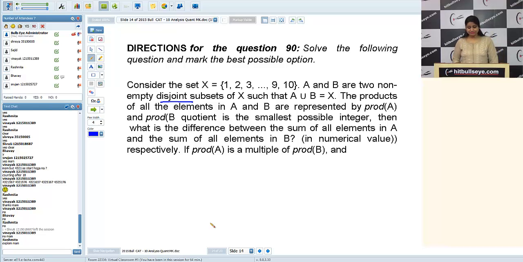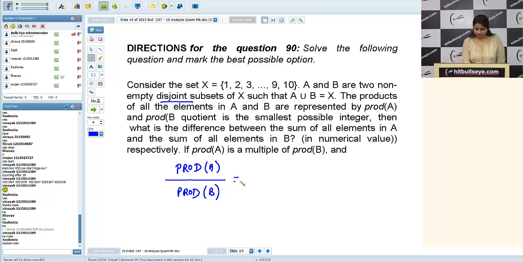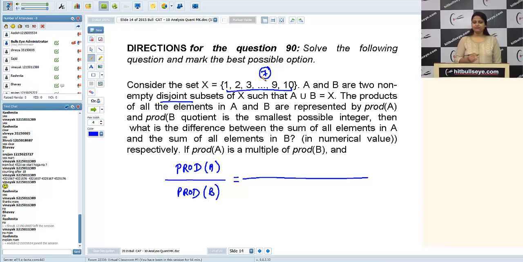If product A is a multiple of product B, it means product of A should be exactly divisible by product of B. So there are 10 terms, 1, 2, 3, so on up to 10. We'll try that their quotient is as smallest possible integer. As you can see, there is a 7 in the list, but you don't have any other multiple of 7 here. I mean, there is only one multiple of 7. So we have to keep 7 in the numerator.